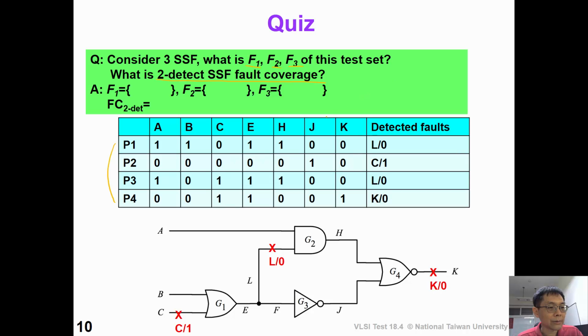Okay, so after we run fault simulation, we can show the number of detected faults. F1 contains 2 faults, C stuck-at-1 and K stuck-at-0, which have been detected exactly once. And F2 contains only 1 fault, L stuck-at-0. And there is nothing in F3. Since only 1 fault has been detected twice, the fault coverage is 33%. Have you got it correctly?